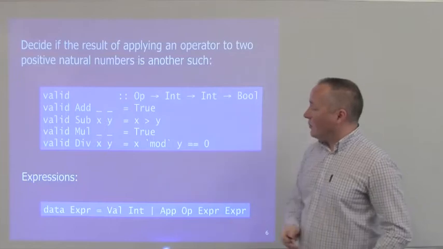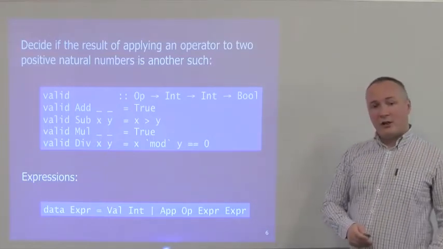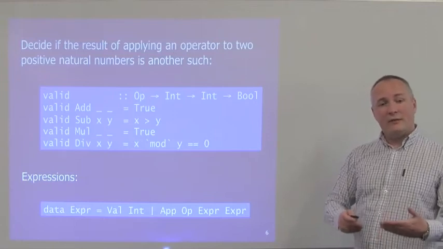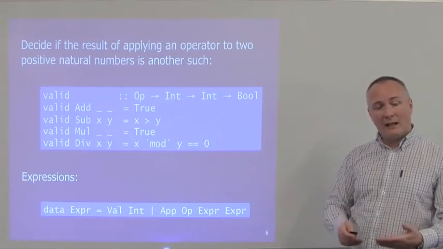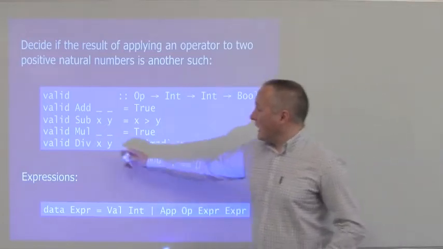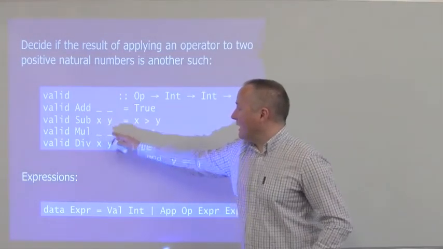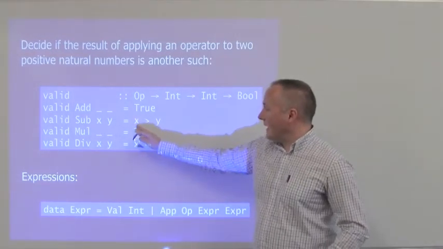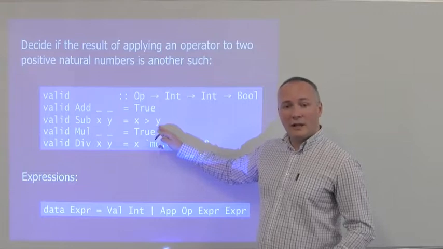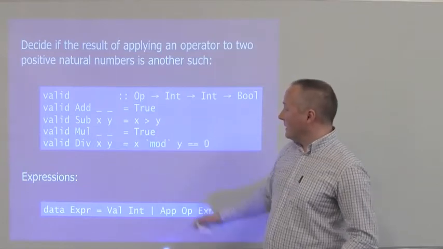We need to be a little bit more careful in the case of subtraction. If I do 3 minus 2, that's okay. But if I do 2 minus 3, I'm going to get a negative result, so that's not okay. So we need a little test here. Subtraction of x minus y is only valid if x is strictly greater than y. So 3 minus 2 is okay, 2 minus 3 is not okay.